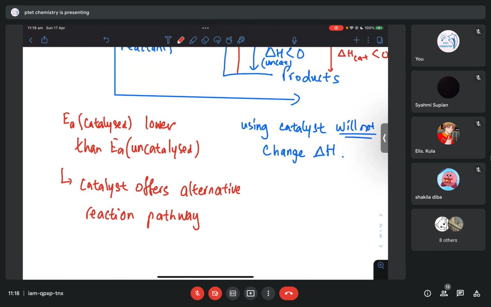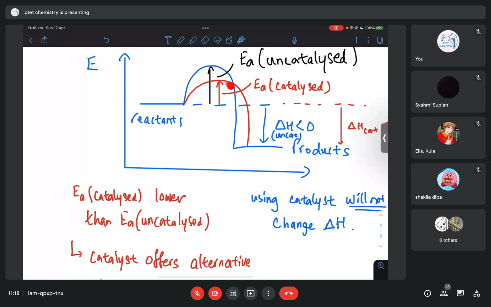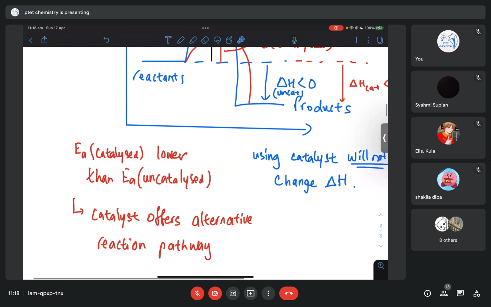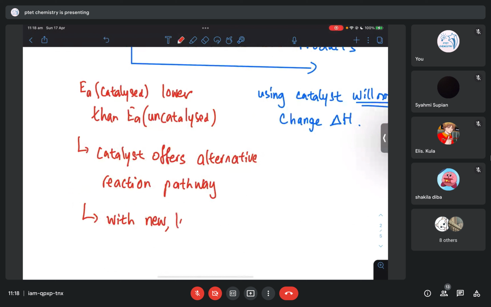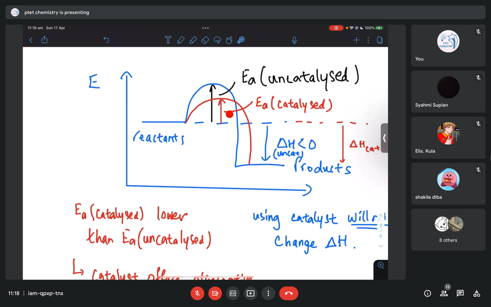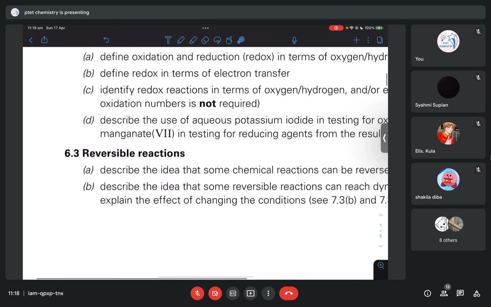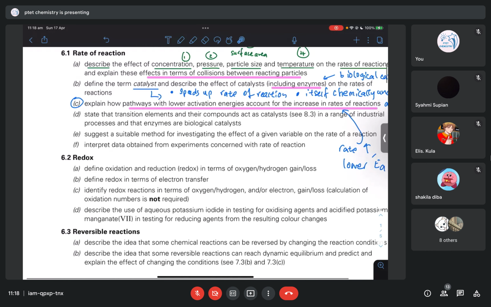And what is different about this alternative reaction pathway is the lower activation energy. So this alternative reaction pathway has a new and lower activation energy. Your old activation energy, which was uncatalyzed, is still around. It's just that this new lower activation energy is different from the previous uncatalyzed one because you have a different pathway. Overall, since the activation energy is lower, your reaction is going to be faster. That basically describes how catalysis works.